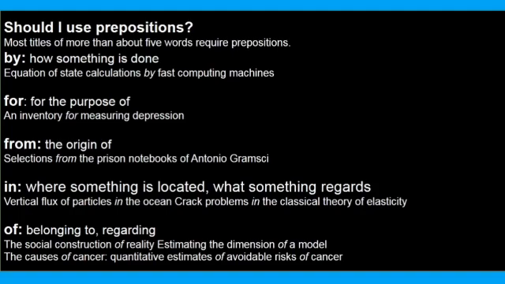The first one, by: how something is done. Fast computing machines equation of states calculation. Equation of state calculations by fast computing machines. Four, for: the purpose of the present measuring inventory. An inventory for measuring the present.